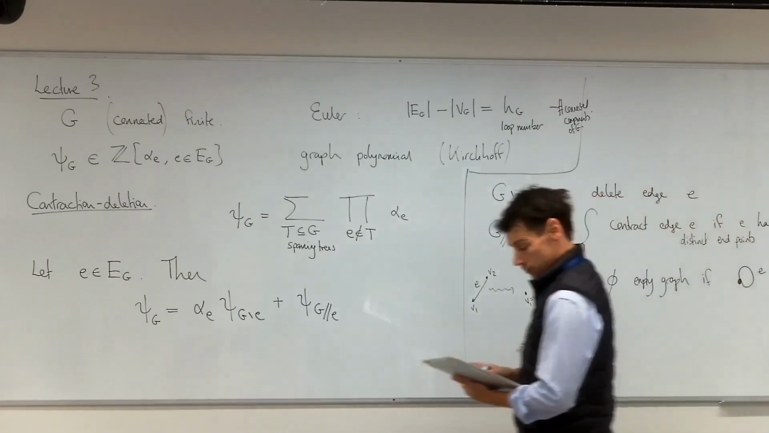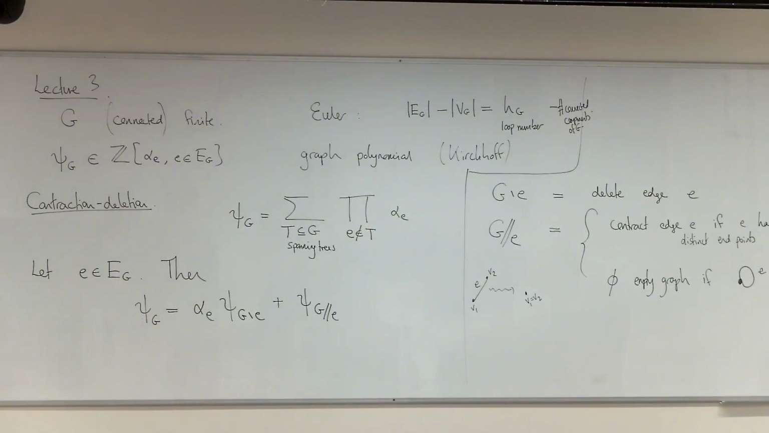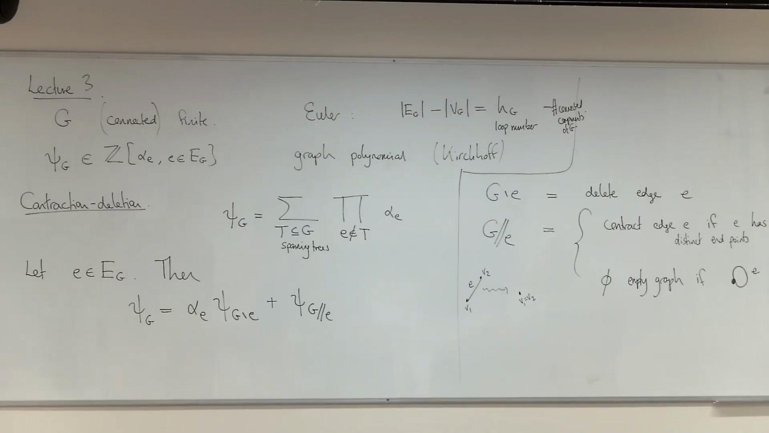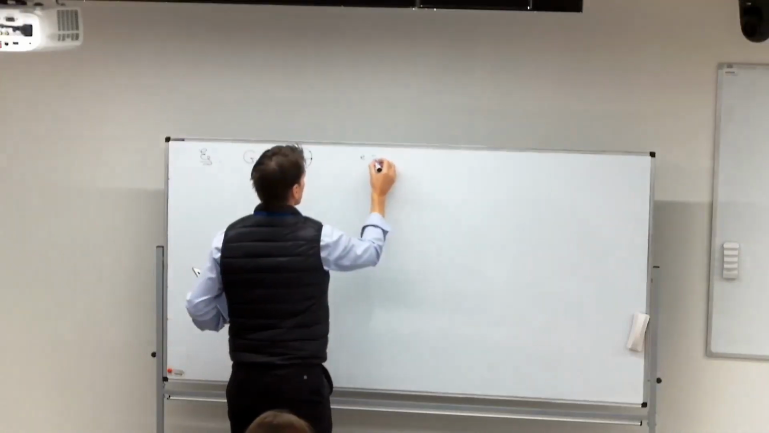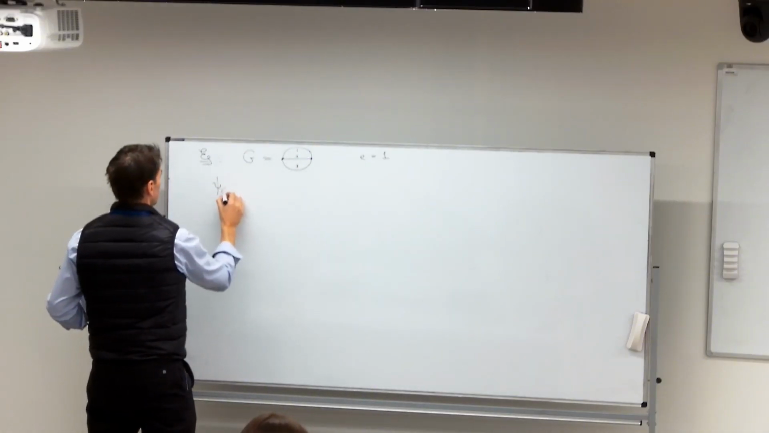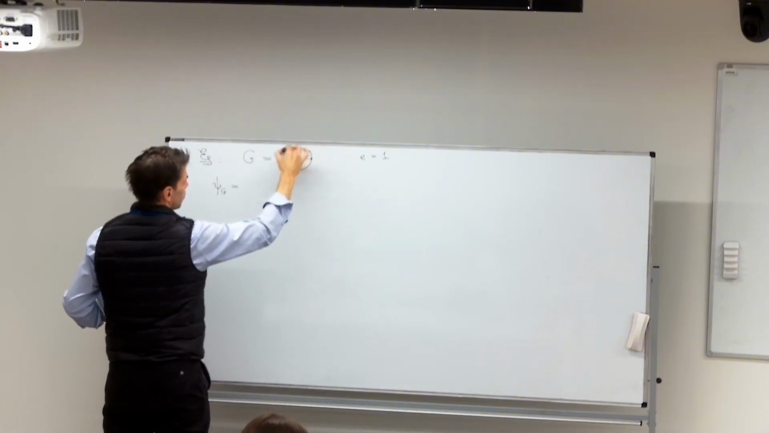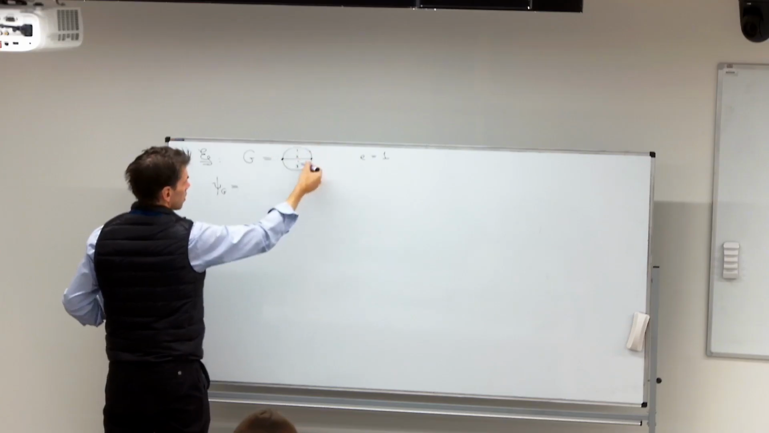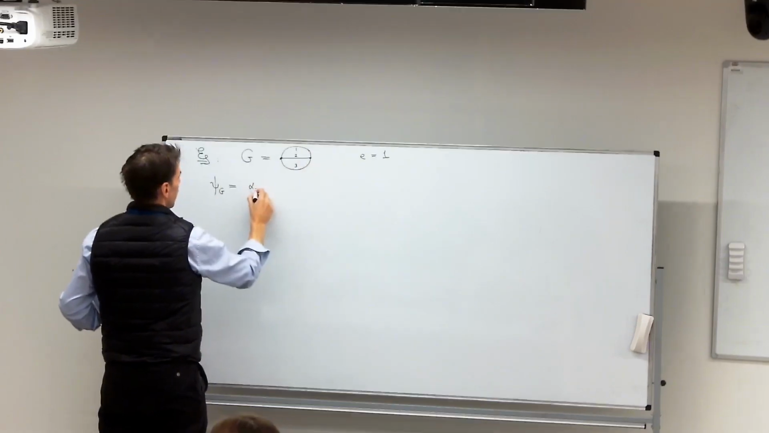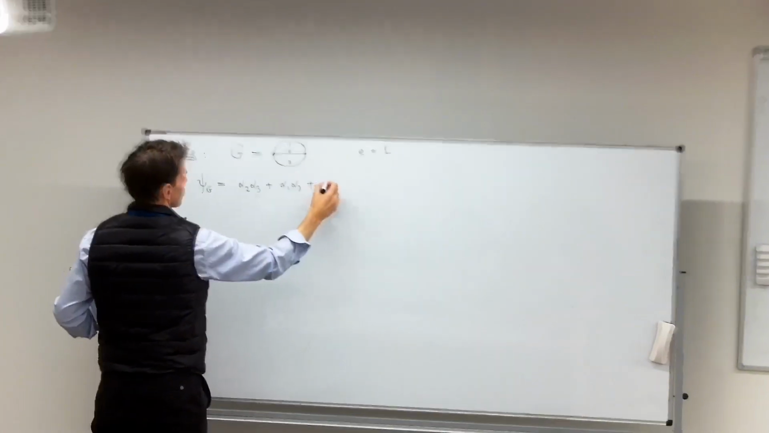Okay, so then let's do an example of this. If G is this graph, I'm going to look at this graph a lot today, with edges 1, 2, 3, and e is edge 1. Then psi of G. So there are only 3 spanning trees: edge 1, edge 2, or edge 3. If I take edge 1, the complement is edges 2 and 3, so I get alpha 2, alpha 3. If I take edge 2, I get alpha 1, alpha 3. And if I take edge 3, I get alpha 1, alpha 2.